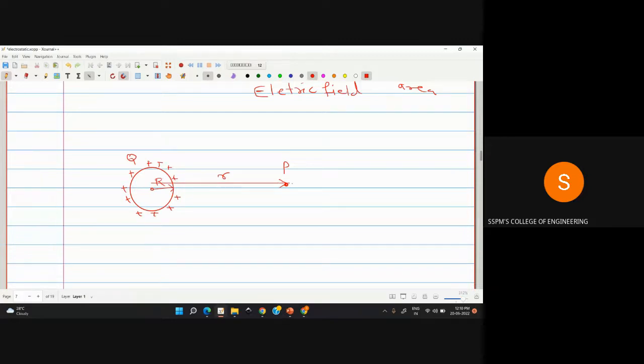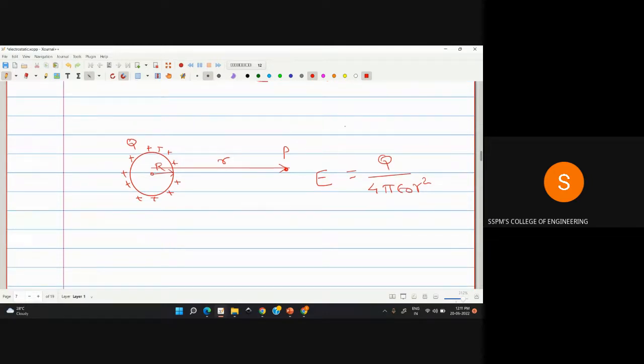So at P, the electric field is the charge divided by 4 pi epsilon 0 multiplied by r square. So what is r? r is the distance between point P and the center of the sphere, isn't it? And Q is the total charge.